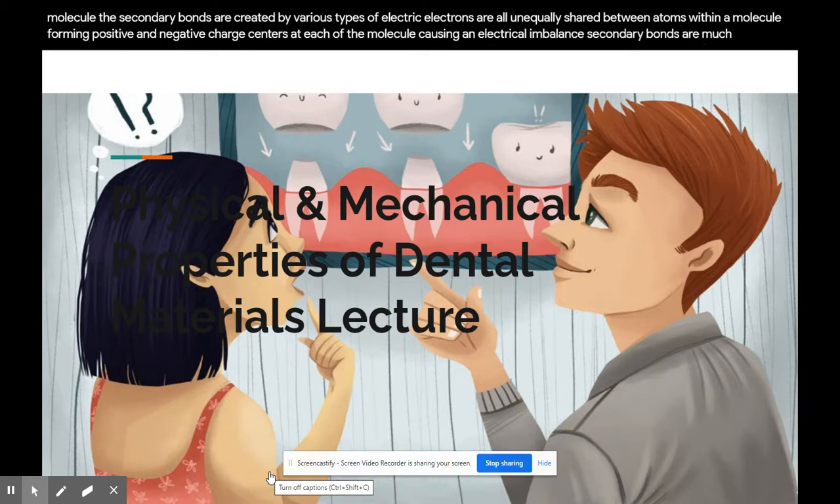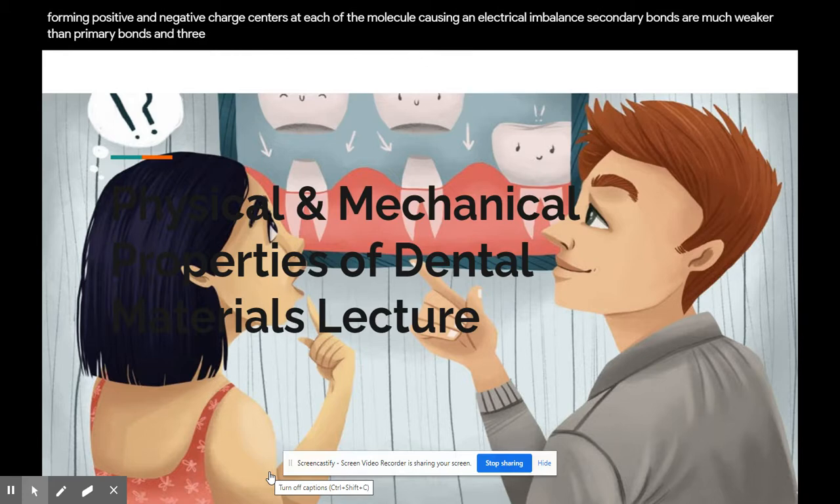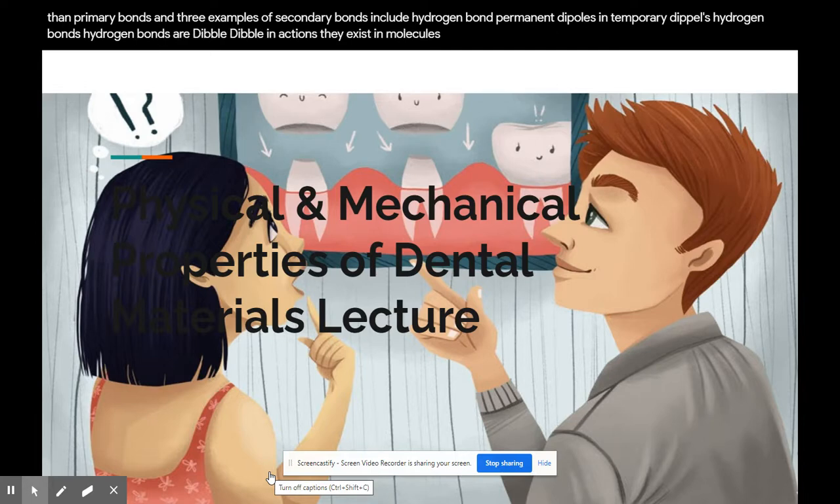Secondary bonds are much weaker than primary bonds, and three examples of secondary bonds include hydrogen bonds, permanent dipoles, and temporary dipoles. Hydrogen bonds. Hydrogen bonds are dipole-dipole interactions. They exist in molecules where electrons are not shared equally and thus have electrical poles.